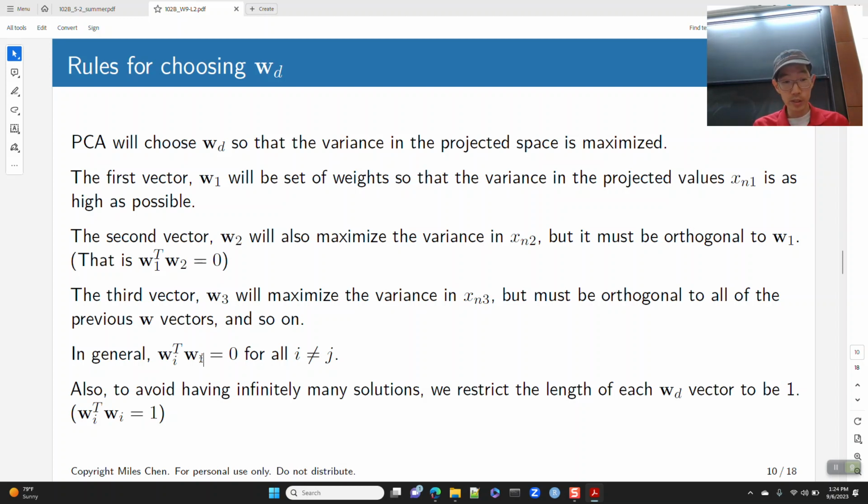And this is a typo. This is wi transpose wj. Wi and wj are orthogonal for everything. So wi transpose wj is 0 for all i not equal to j. Okay. The third vector, w3, is going to maximize the variance in xn3, but must be orthogonal to all previous w vectors. And then to avoid the problem of having infinitely many solutions, we're going to restrict the length of our w vector to be 1. Because if we were to just maximize the thing, we could make w huge, and it would make really big numbers. So we're going to say the length of w has to be 1.